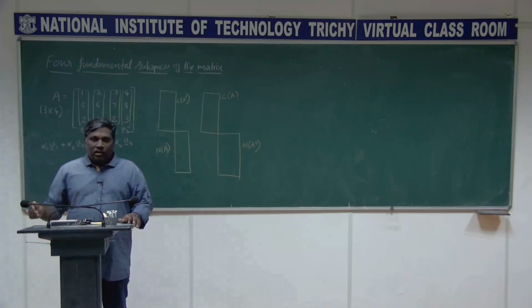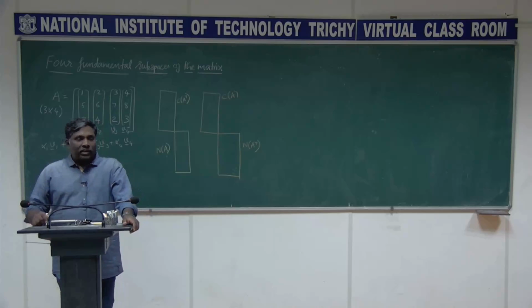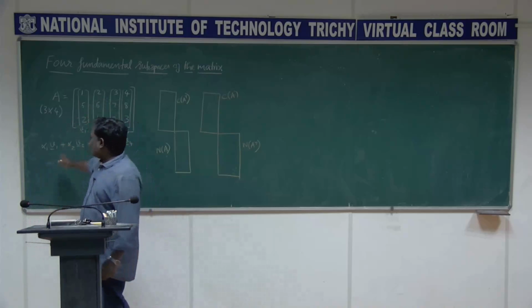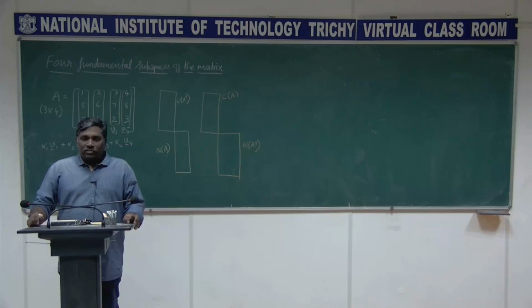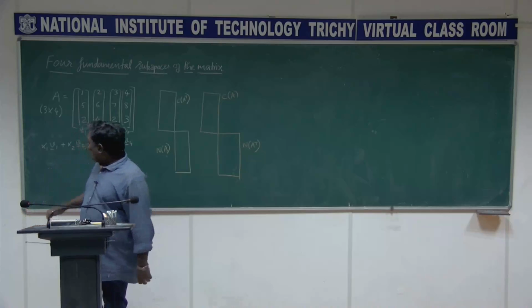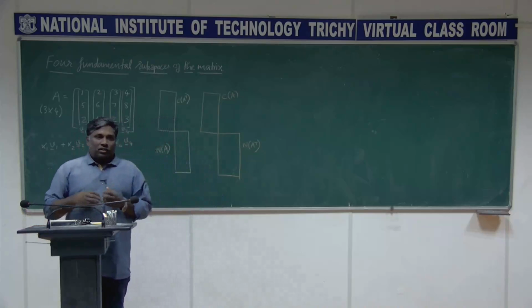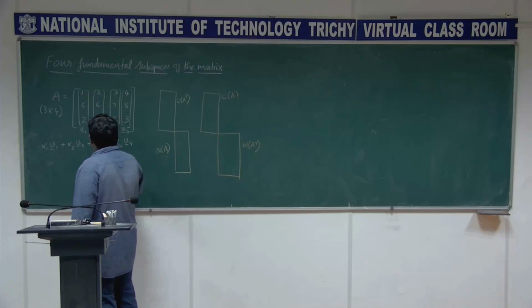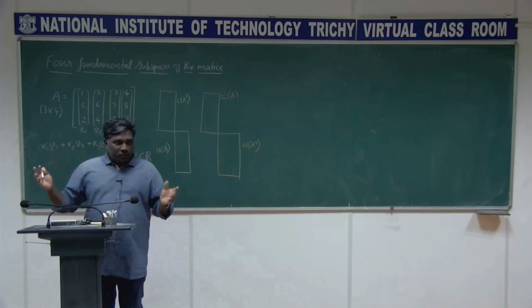These are real numbers that we are considering. We are only using real numbers in this case, and the scalar values are also real. Alpha 1, alpha 2, they are real numbers. So the linear combinations of these vectors form the space, for all values of alpha 1, alpha 2, alpha 3, alpha 4 belonging to the real numbers. So you get a space.